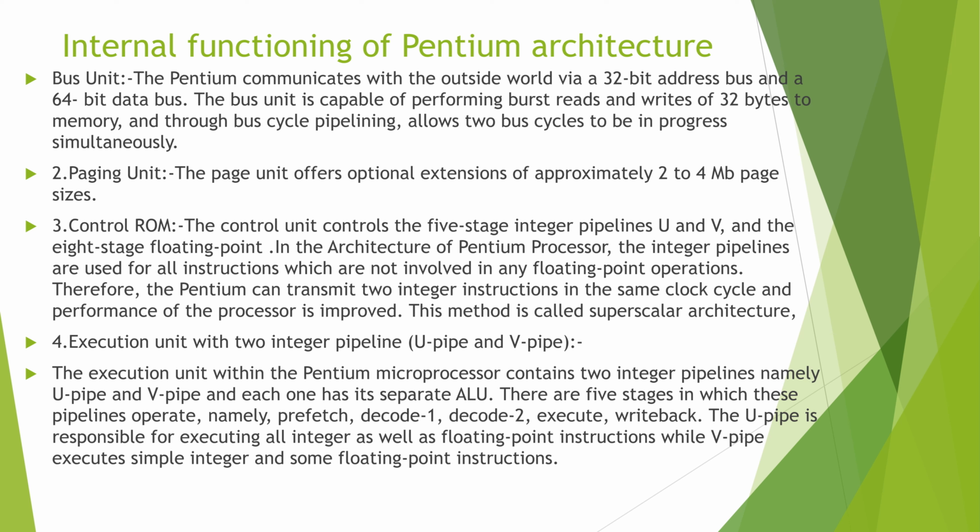Now how the U pipeline and V pipeline function. Execution unit. The execution unit within the Pentium microprocessor contains two integer pipelines. Their names are U pipeline and V pipeline. Each has its own separate ALU. There are 5 stages of these pipelines, named prefetch, decode 1, decode 2, execute and write back. The U pipeline is responsible for executing all the integer as well as floating point instructions, while the V pipeline can execute simple integer and some floating point instructions.